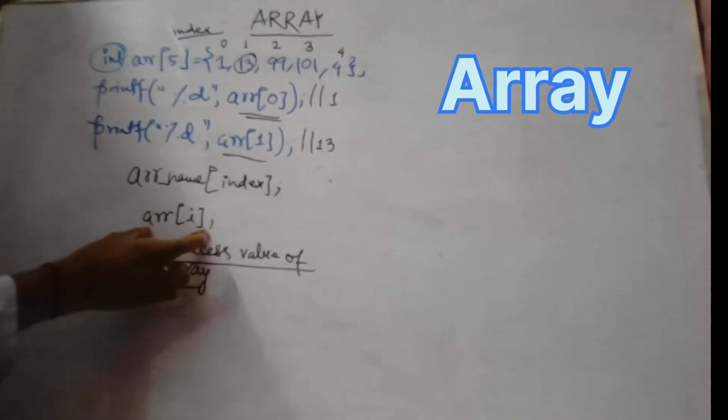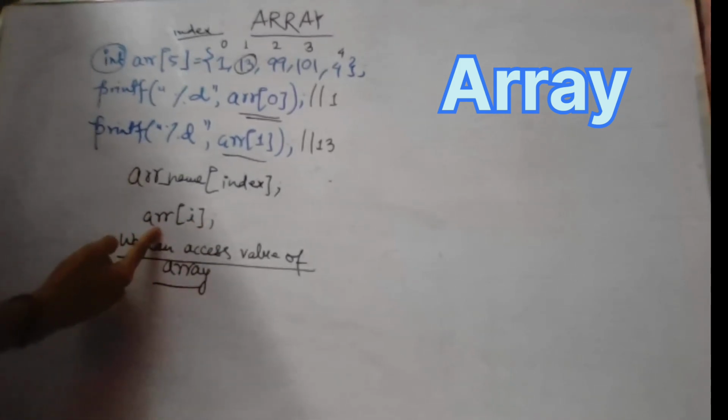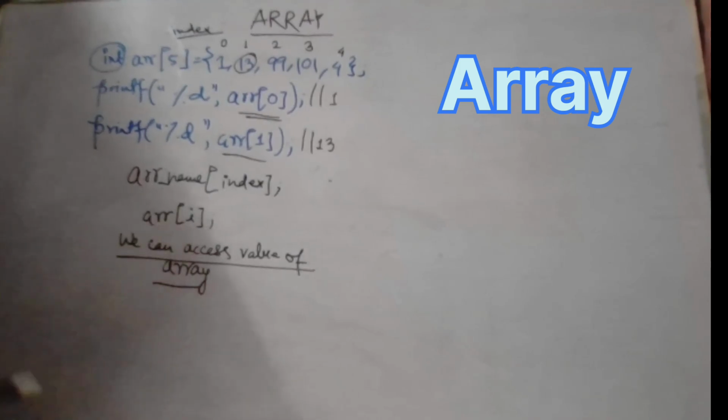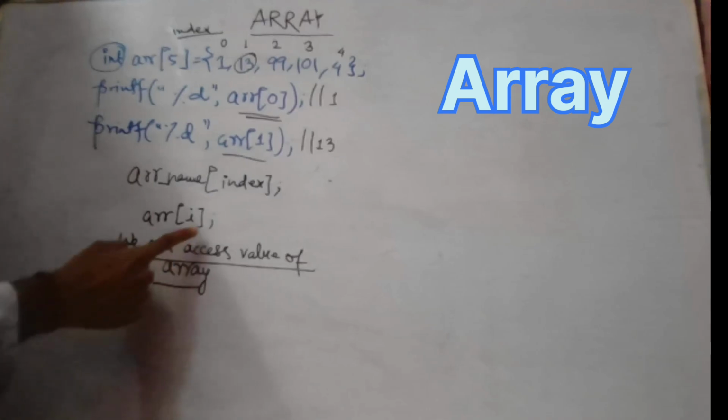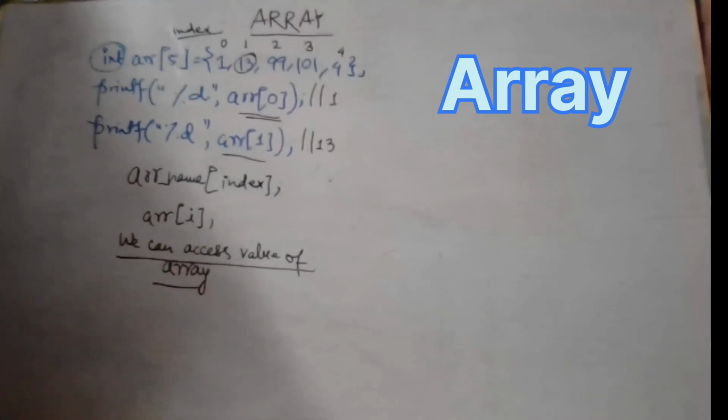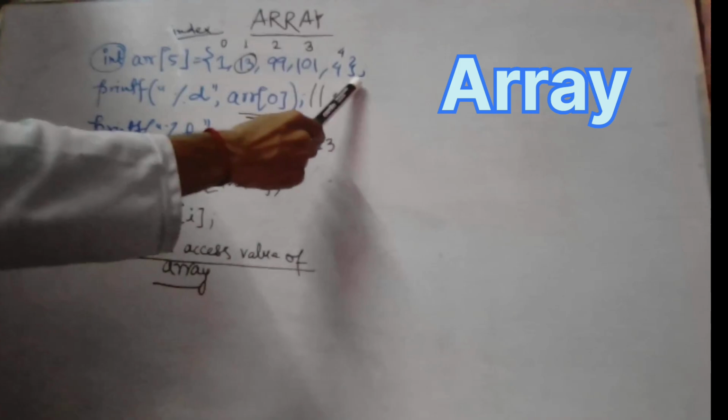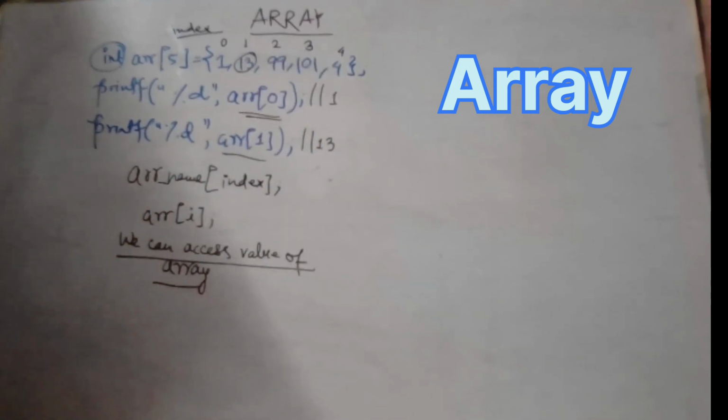So in general form, that is the array name, here ARR, then i is the index. In general, we can access all the elements of the entire array through a loop. It can be a for loop, while loop, or do while loop. By looping, we can access the entire array. We'll see in the next part how we can use a loop with an array. So let's move to the next.